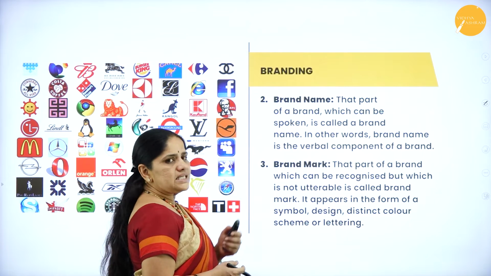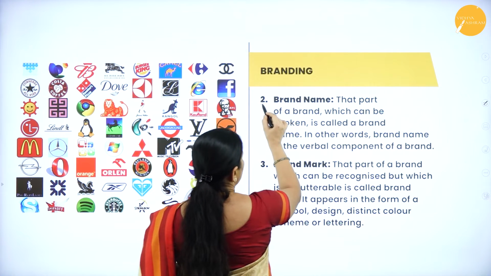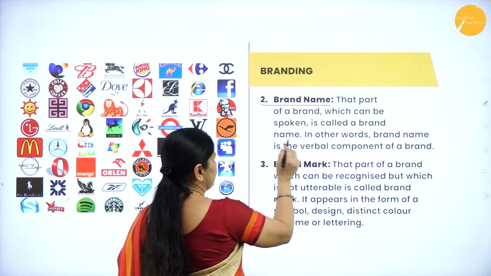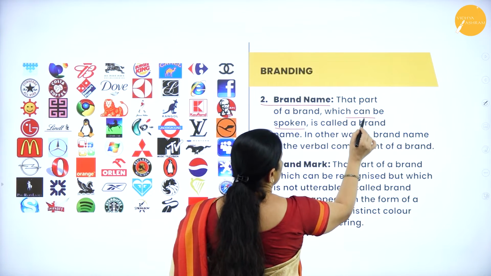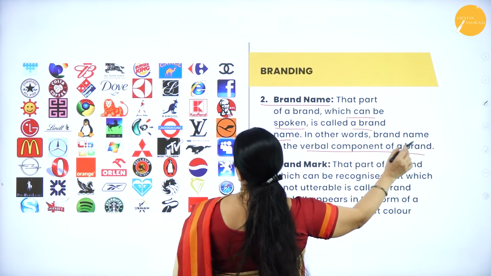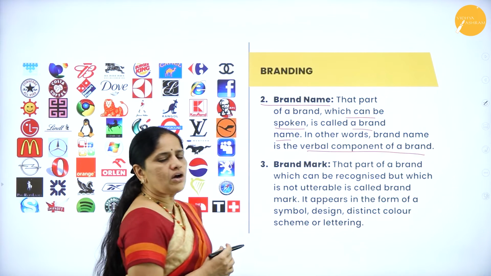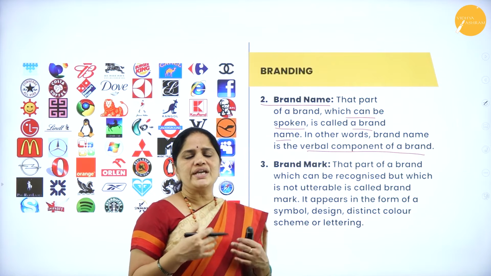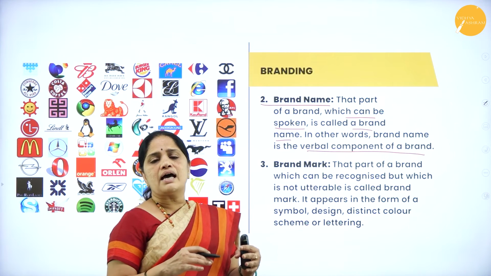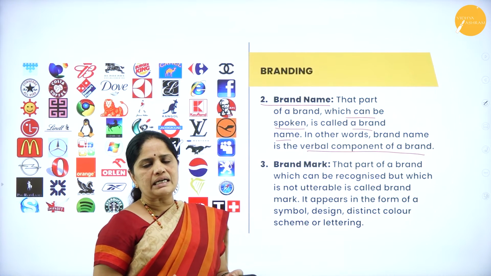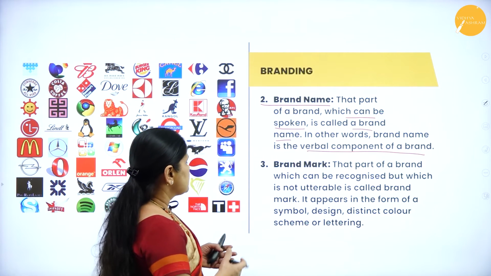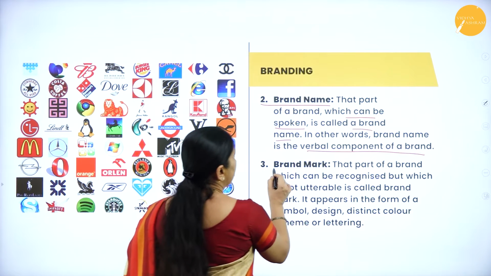Then, the next term which we are looking at is the brand name. What do we mean by brand name? That part of the brand which can be spoken is called a brand name. In other words, the brand name is the verbal component of a brand. For example, Vim, Rin, Wheel. All these are brand names which we can utter in words or which can be spoken. Next, brand mark.